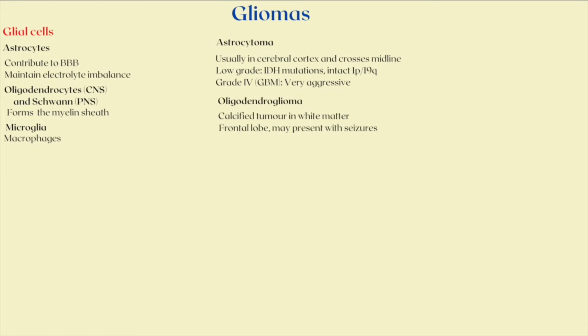In contrast, oligodendrocytomas are calcified tumors of oligodendrocytes and are in the white matter. It usually affects the frontal lobe and hence presents with mood or personality changes and may present with seizures.